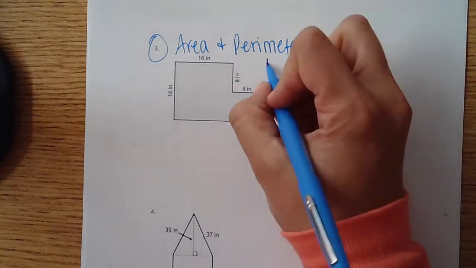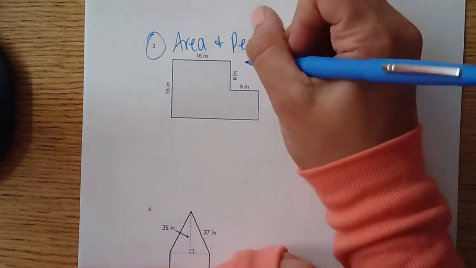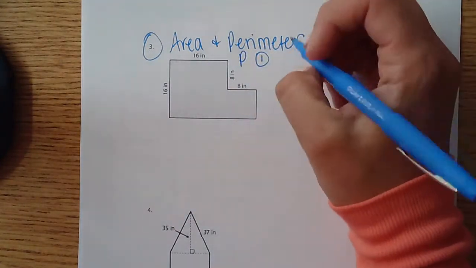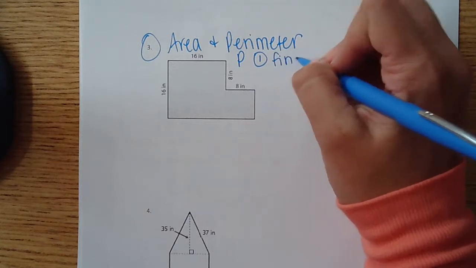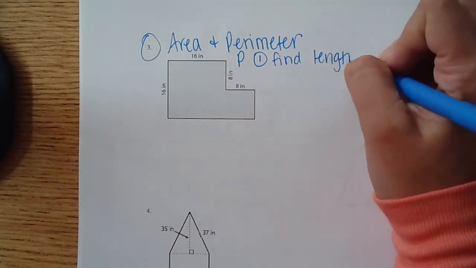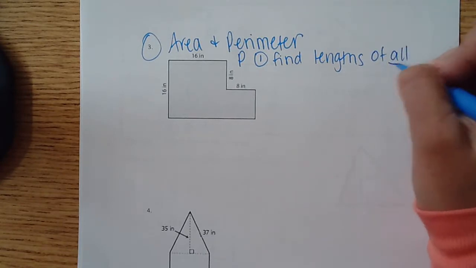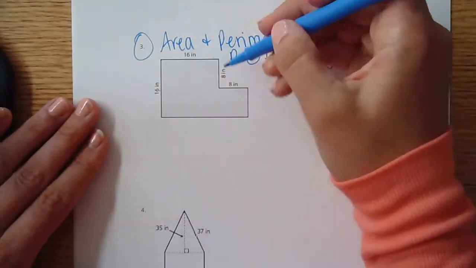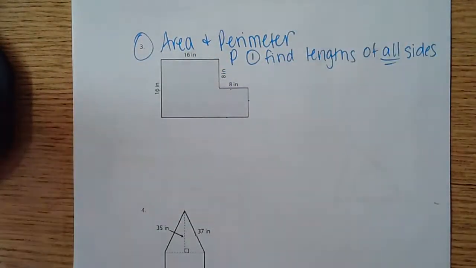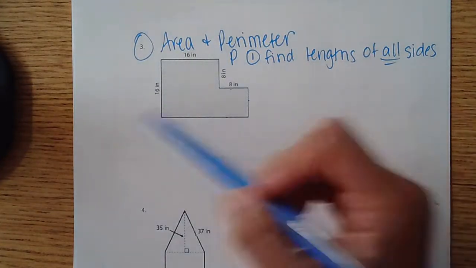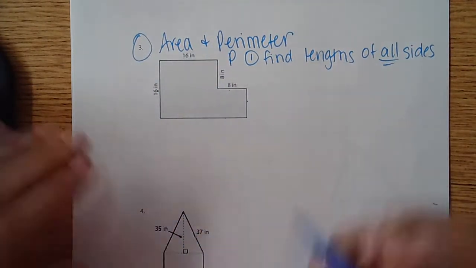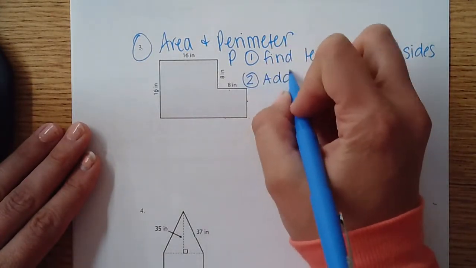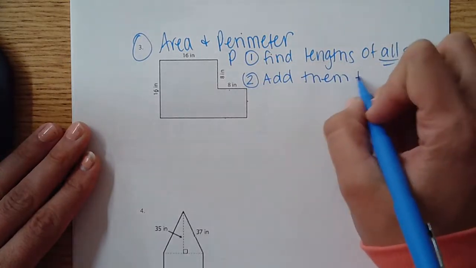All right, so step number one when finding the perimeter, so we're going to start with P, we need to find the lengths of all sides. Well, this figure has 1, 2, 3, 4, 5, 6 sides. So I'm going to go through and see if I can find, I only know 1, 2, 3, 4 of them. Step number 2 is going to be to add them together.